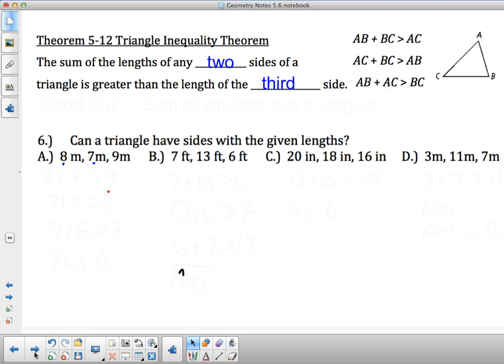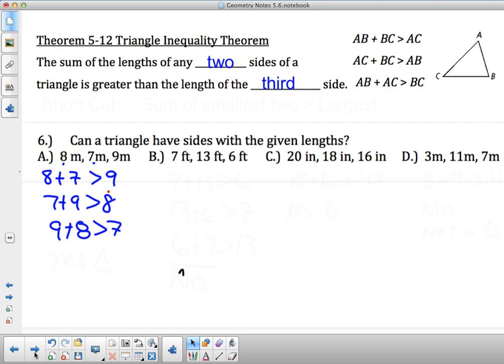If I have 8, 7, and 9, could it possibly make a triangle? According to the triangle inequality theorem, it requires us to compare 2 sides to the 3rd side when I add them. So I go 8 plus 7 greater than 9, 7 plus 9 greater than 8, 9 plus 8 greater than 7. Every one of them's got to be true for me to say, okay, it makes a triangle. Okay, yes, it's a triangle. Totally works. The sum of 2 sides is always bigger than the 3rd side.